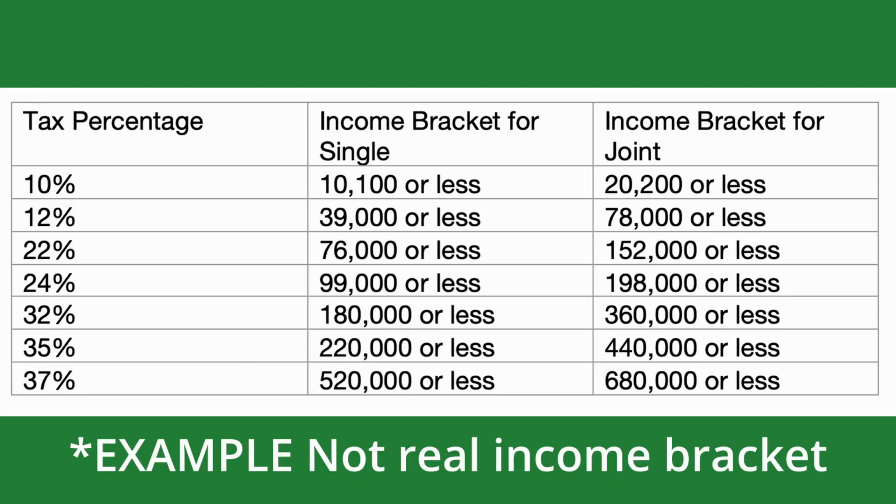All right, on the screen, you're going to see the 7 tax brackets, and you're also going to see the income bracket if you are a single status filer or if you are a joint filer. 10% for the income of a single person is $10,100 or less, and for a joint person, it is $20,200 or less, and it's going to go all the way down. So we're going to do 2 examples. Both examples have the same amount of taxable income, $81,000, but one is going to be filing single, and the other is going to be filing married joint.